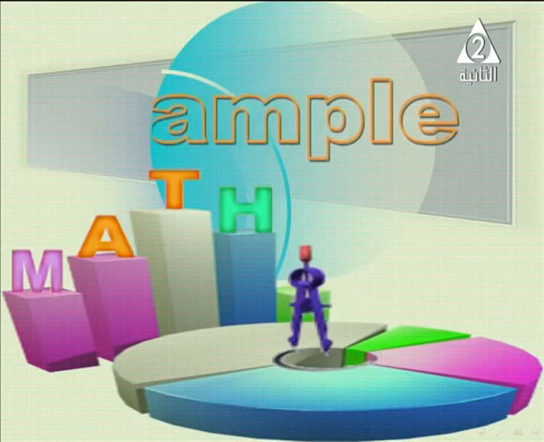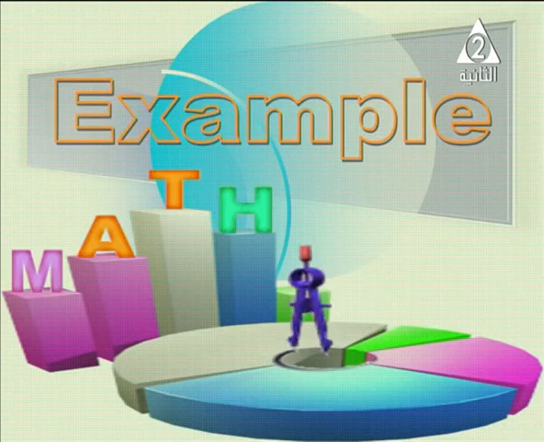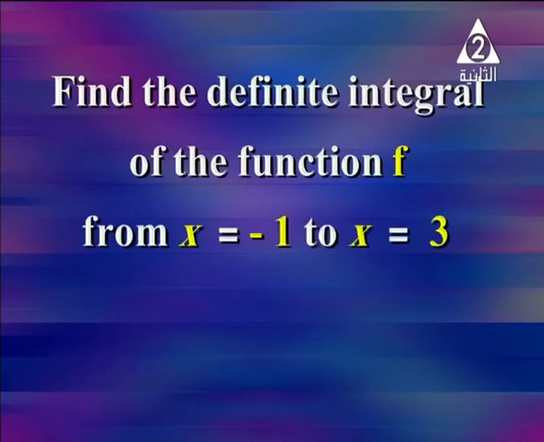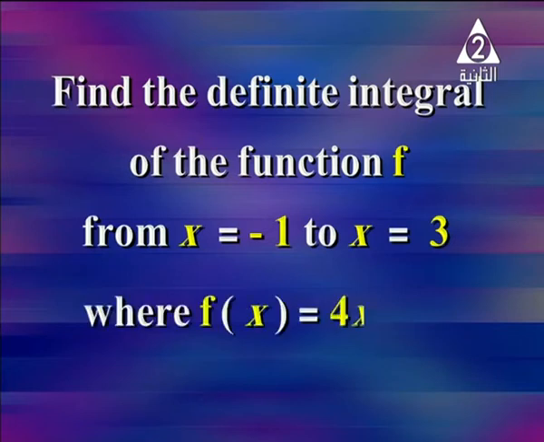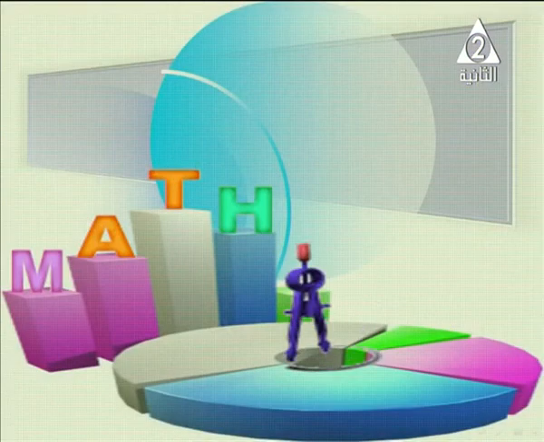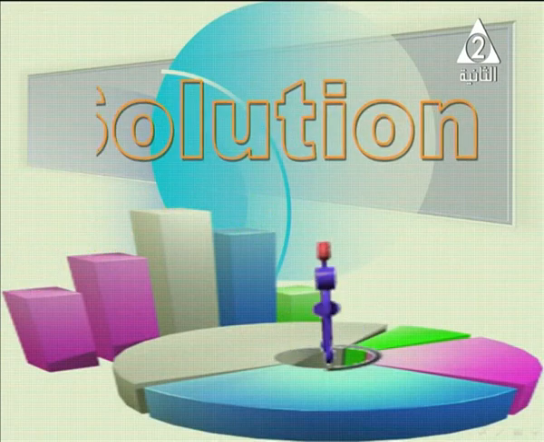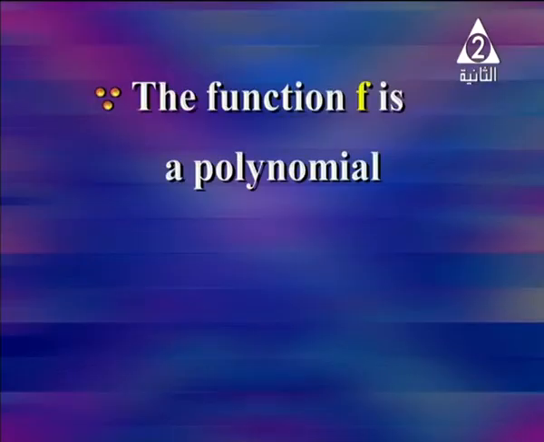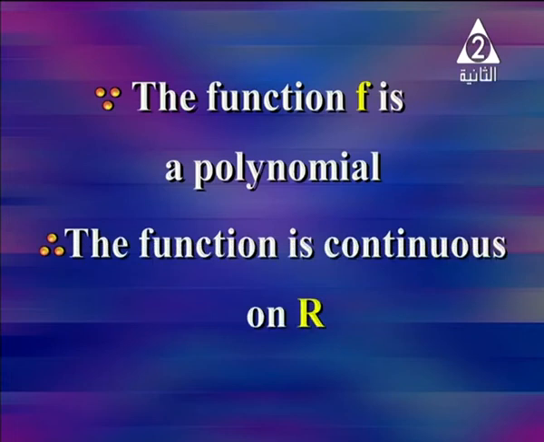Now we move to an important example. Find the definite integral of the function f from x1 equals -1 to x2 equals 3, where f of x equals 4x to the power 3 plus 1. Dear student, look at the solution. The function f is a polynomial. Then any polynomial function is continuous on R. This rule is from second year.